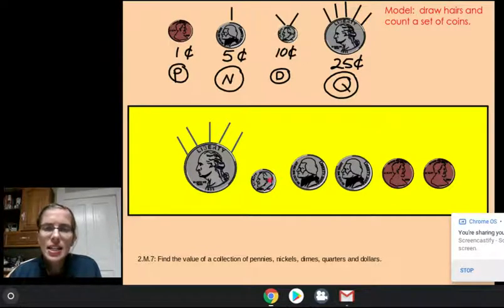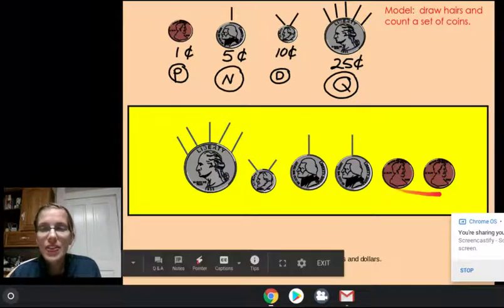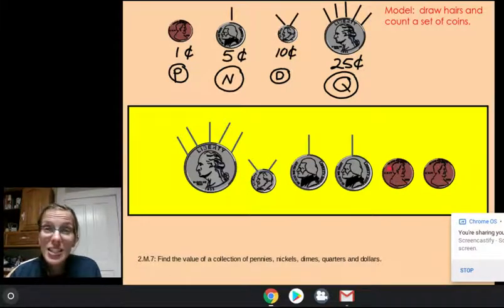Okay, the next thing is a dime. A dime is 10 cents, so that's going to get 2 hairs. 5, 10. Next, I have a coin that looks like this. That's a nickel. It's 5 cents. So my nickels are going to get 1 hair each. And then I have that colored coin at the end. That's a penny. That's 1 cent, so it doesn't get any hairs at all.